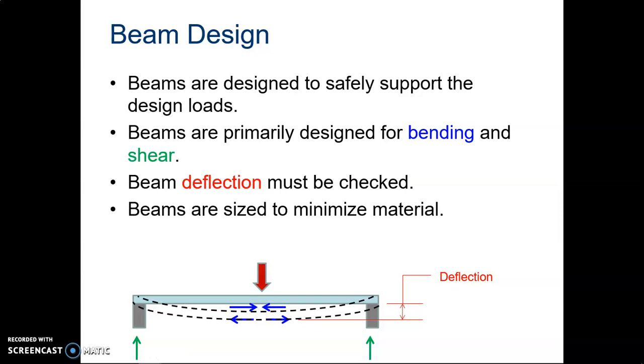And of course, we would like to minimize how much material we are using. So we don't want to over design something. If we make a beam really big and much stronger than what we need to, we're actually wasting material and money. So we want to design a structure that could safely support the load with the minimum amount of material possible. So we are trying to protect our client that way.